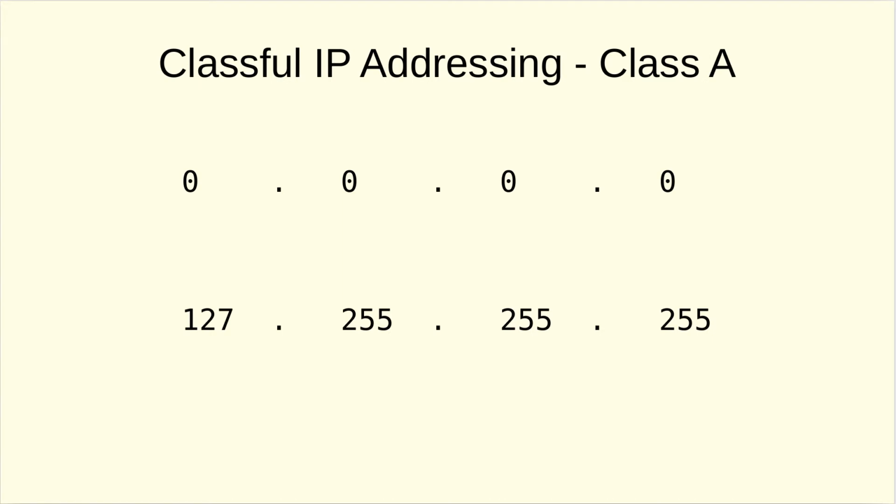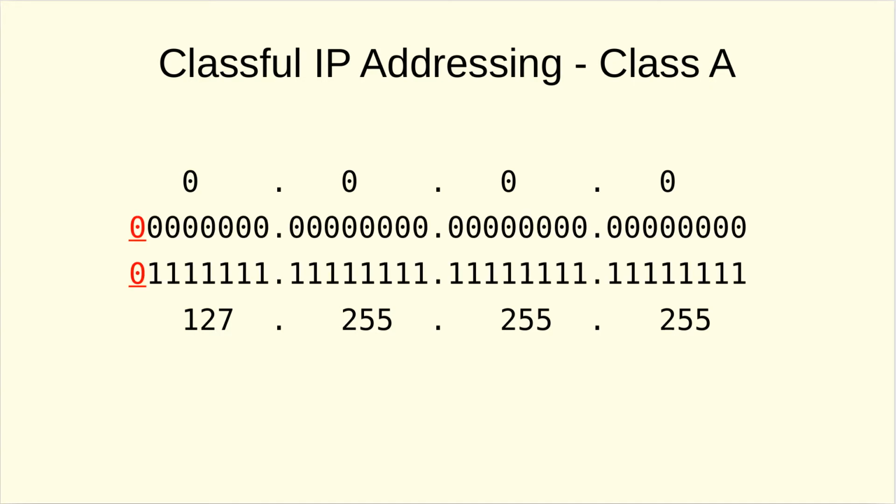Okay, looking at a Class A address, well, the very first Class A address, right at the bottom, is 0.0.0.0. That is technically a Class A address. And the last Class A address is 127.255.255.255. What makes them a Class A address is the fact that in binary, when we do the conversion from dotted decimal into binary, we can see that the very first bit is set to 0. If the first bit is set to 0, it's always a Class A address. We've got the lowest Class A address at the top, the biggest Class A address at the bottom.